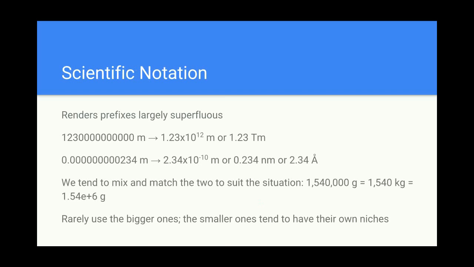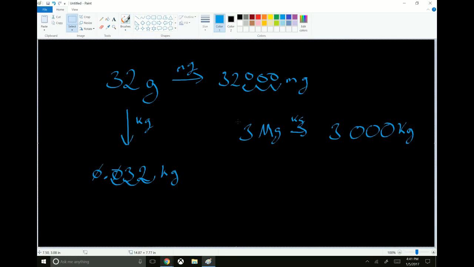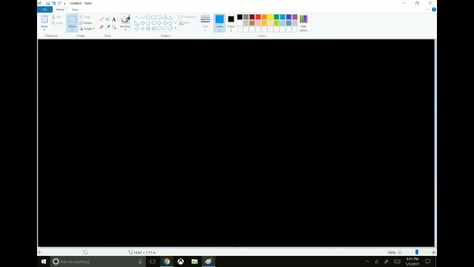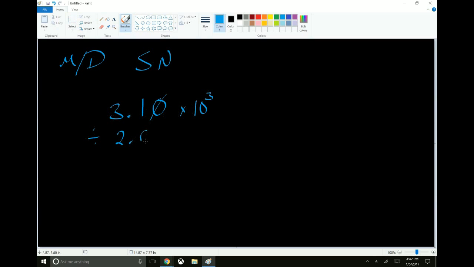Okay. Scientific notation. The math is not particularly difficult. Multiplication and division are kind of the easiest, so we'll start with those. So multiplication and division, scientific notation. Say 3.10 times 10 to the third divided by 2.0 times 10 to the second.